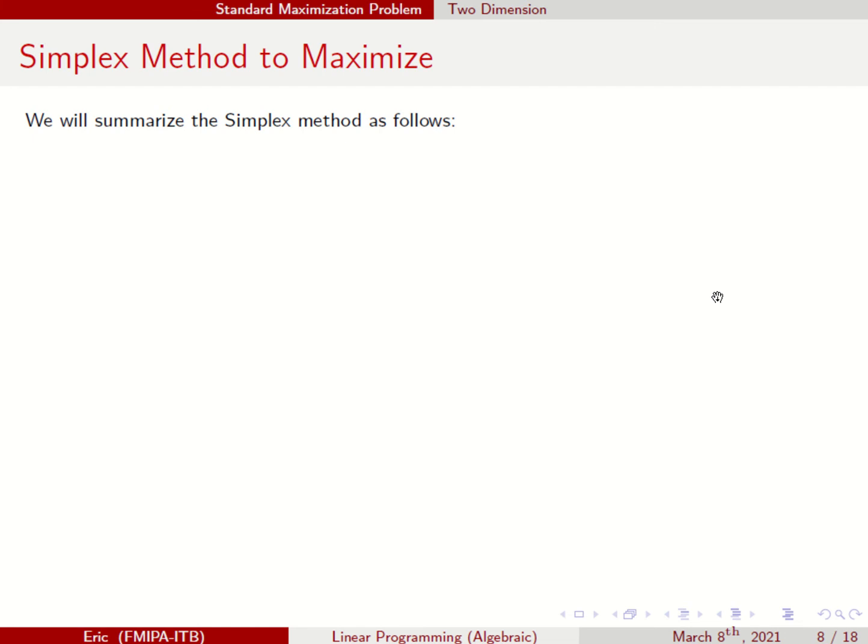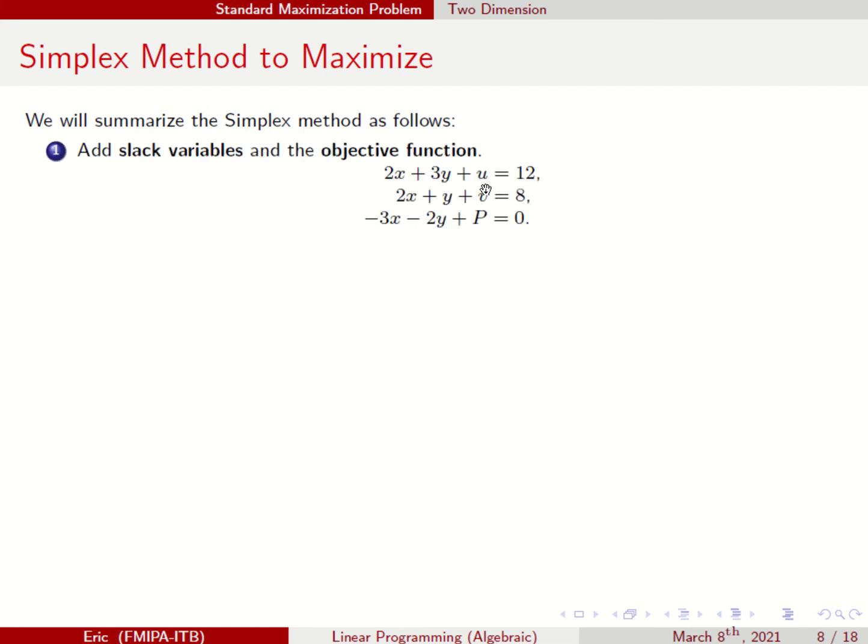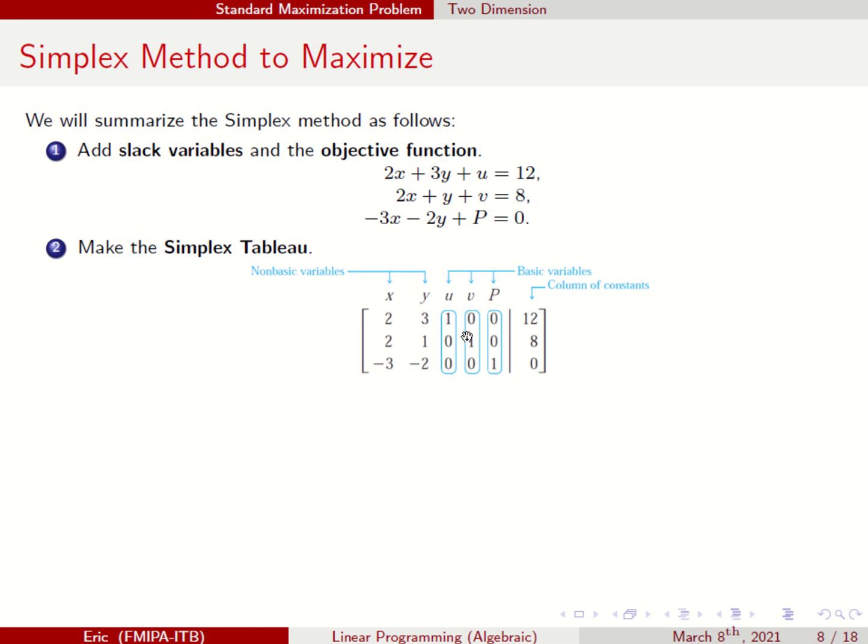We summarize the simplex method as follows. We add slack variables to the constraints, the real constraints, not the ones saying x is non-negative and y is non-negative. Here are the real constraints, 12 and 8, and I add the objective function. I make the simplex tableau. Don't forget, this is the basic variable, the non-basic variable, and the columns.